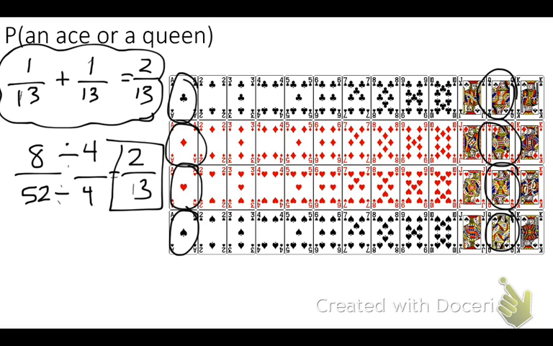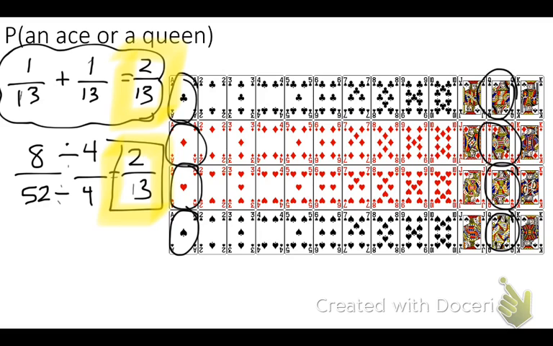So notice that you could do it 2 ways. You could either add the individual probabilities together, so the probability of getting an ace plus the probability of getting a queen, and you get the same answer as whether or not you're just going to count up the total cards and simplify it from there. So you get 2 out of 13 either way. But that's the probability of getting an ace or a queen.